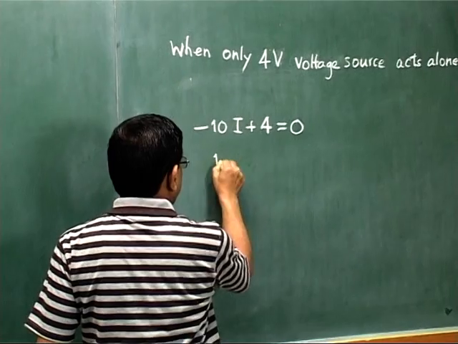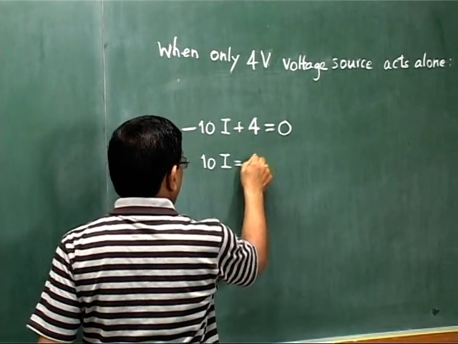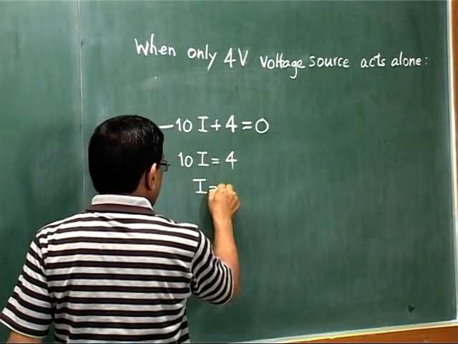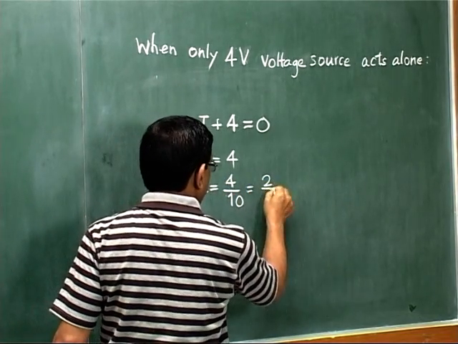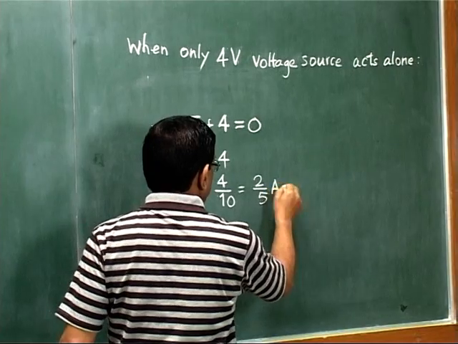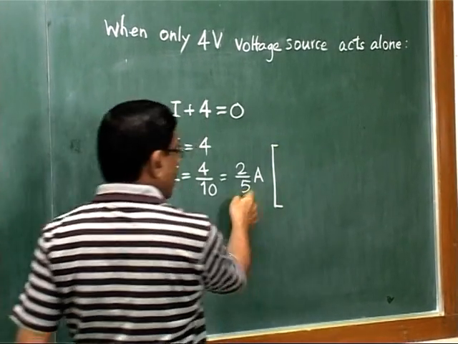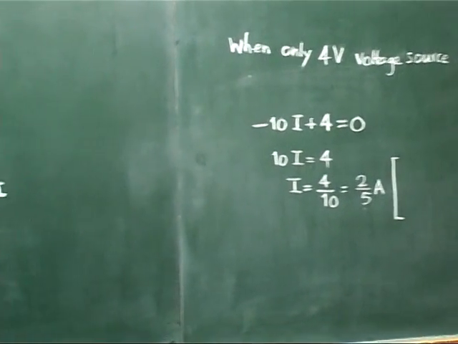And that means 10i equals 4. So I equals 4 by 10. That means it will be 2 by 5 ampere. And it will be flowing from which point? See, now we have got the positive answer. And see our current distribution.